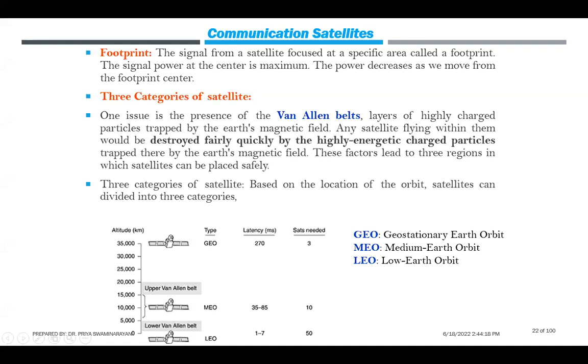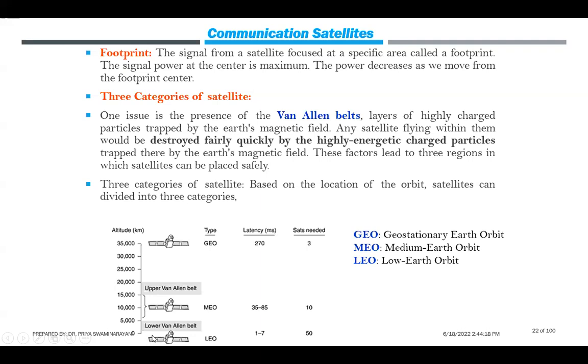Now, based on the Van Allen belt, satellites are categorized into a total of 3 categories. So first I will explain what the Van Allen belt is. The Van Allen belt is a special kind of belt which contains very highly charged particles.